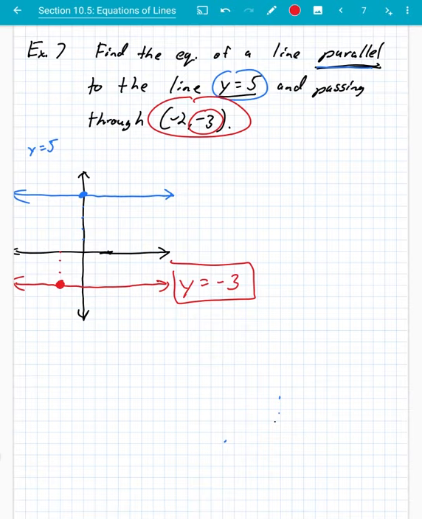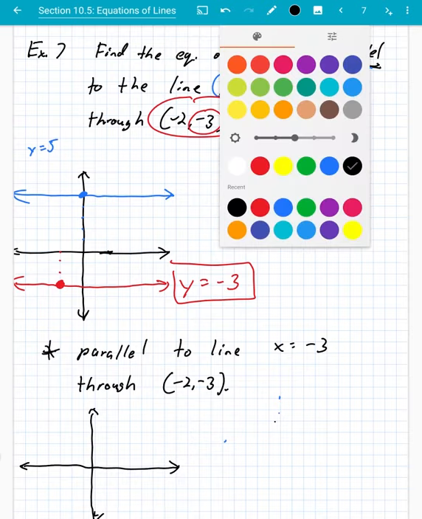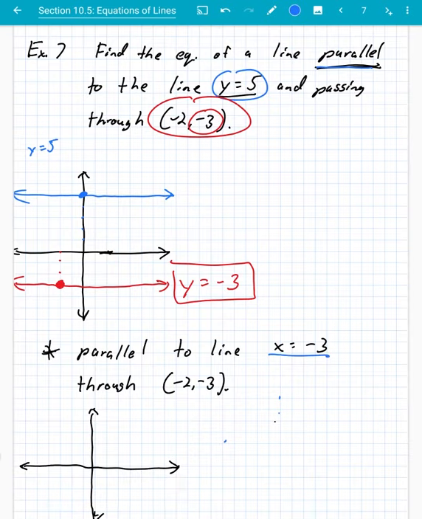Hypothetically, let's change it up a little bit. What if it was the same thing? Find one that's parallel to the line x equals -3, and we'll say through (-2, -3) again. Well, let's go ahead and draw out a little graph here. Parallel to x equals -3. I'll do this one in blue. X equals -3 is a vertical line, at -3.